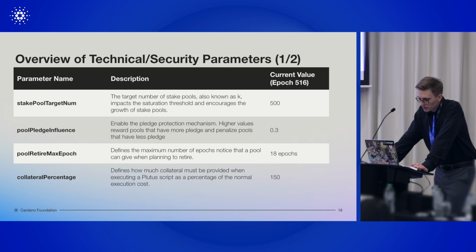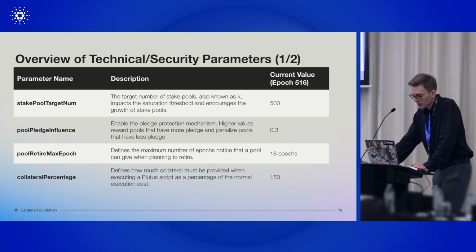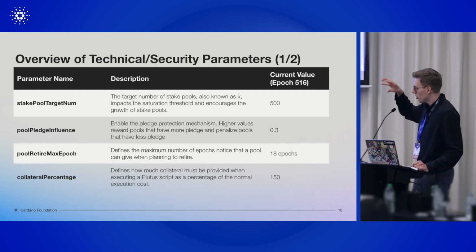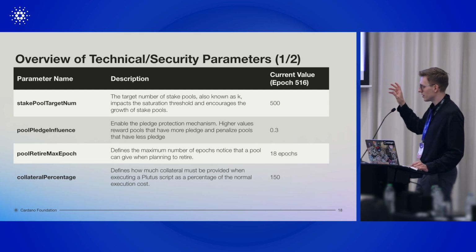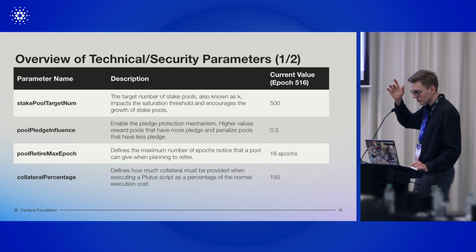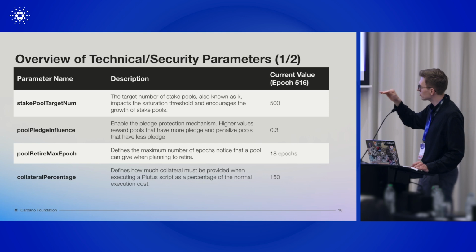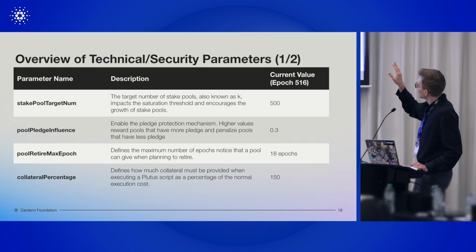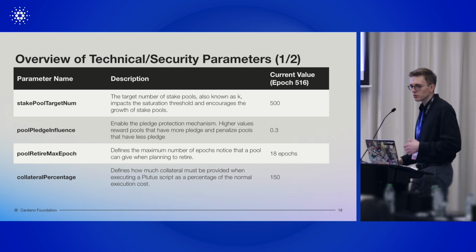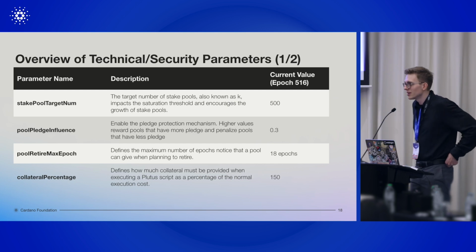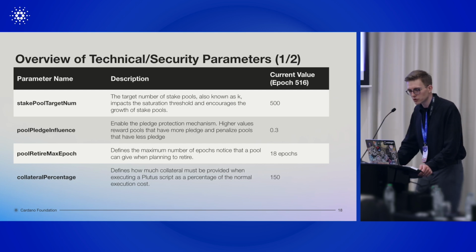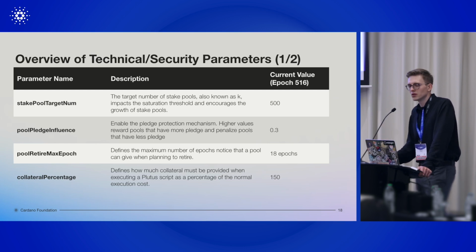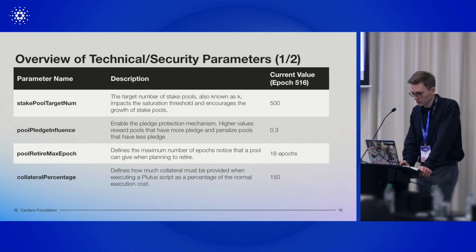And the best way to think about this is, in an ideal world, well, maybe let's not call it ideal, in a theoretical world, with the current ADA in circulation, so all the ADA that's not in the reserves or in the treasury, the ideal stake pool number would be 500. 500 fully saturated pools, which is, I think, around 74 million ADA, something like that. But this number does not mean we can only have 500 pools. We currently have more than 3,000 stake pools on Cardano, and around 1,000 pools produce blocks per epoch. So 1,000 different pools produce blocks on average in an epoch, which is really, really great.